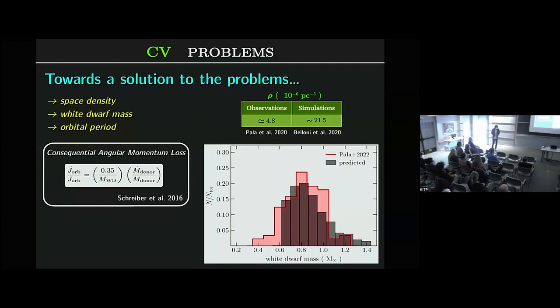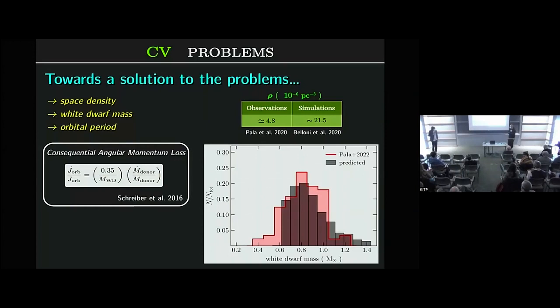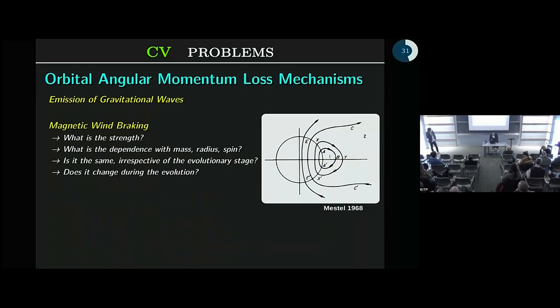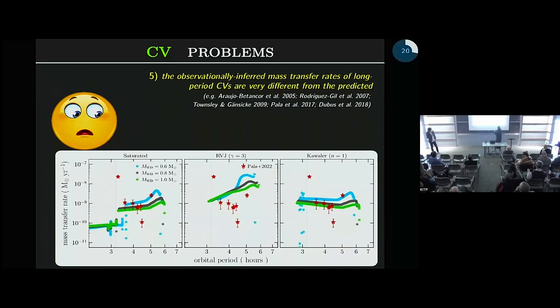I think it will help, but the problem with the CVs is that because we have mass transfer, we need to consider also the angular momentum loss because of the mass transfer. So we have an additional degree of freedom in the fitting or the modeling. I think it might help for the period minimum, maybe, or the mass transfer rate below the gap, but above the gap, that wouldn't fit, right? Yeah, this part doesn't help.